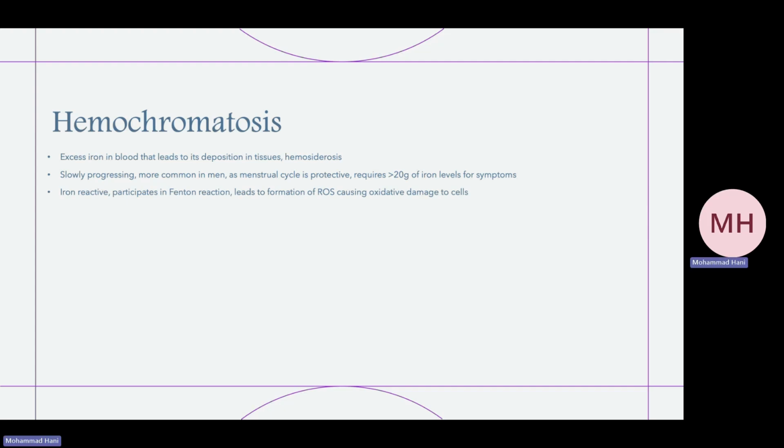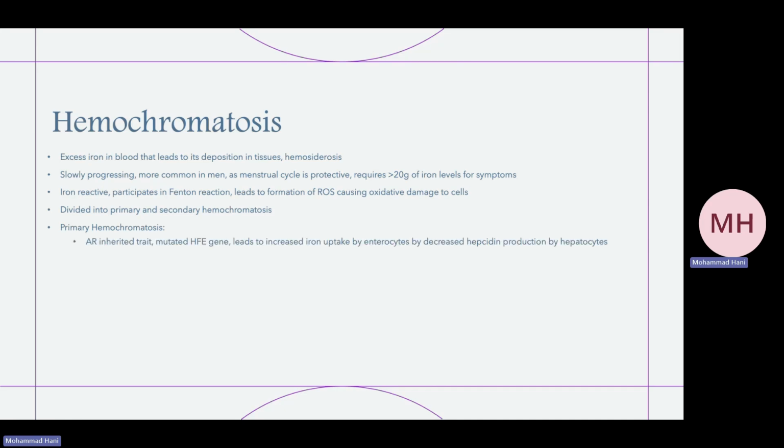Why is iron accumulation a bad thing? It's because iron is a charged particle and it can take part in the redox reactions within the cell, giving rise to reactive oxygen species, which can damage almost all components of the cell, mainly the plasma membrane. And once the plasma membrane becomes dysfunctional, the cell basically will die. It's divided into primary and secondary hemochromatosis. Primary hemochromatosis is an autosomal recessive inherited disorder.